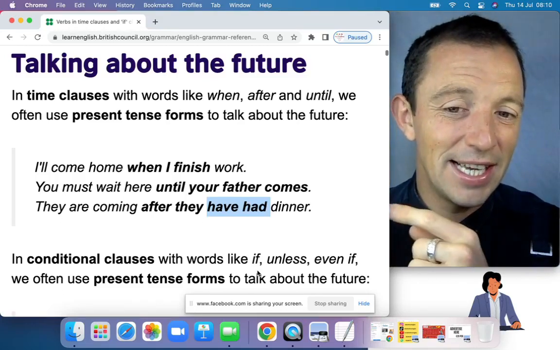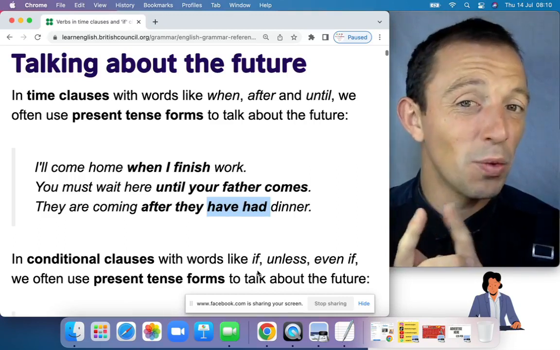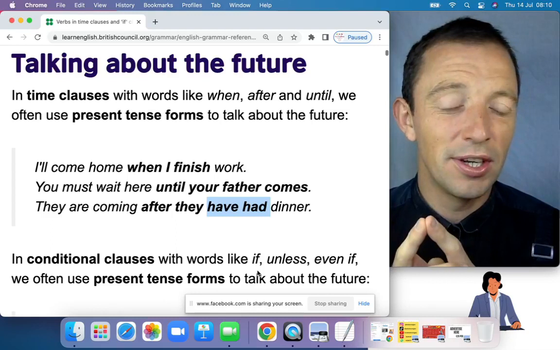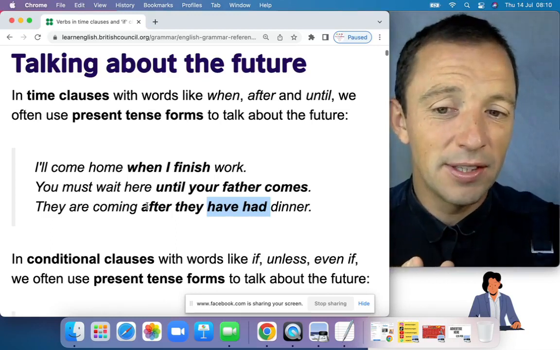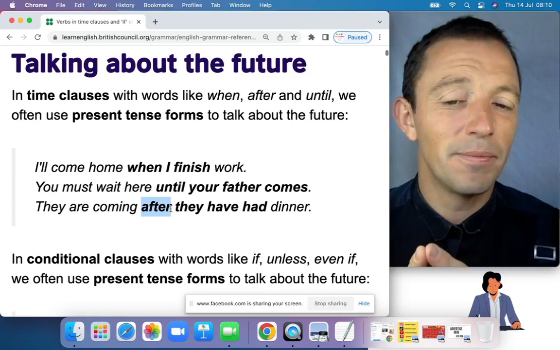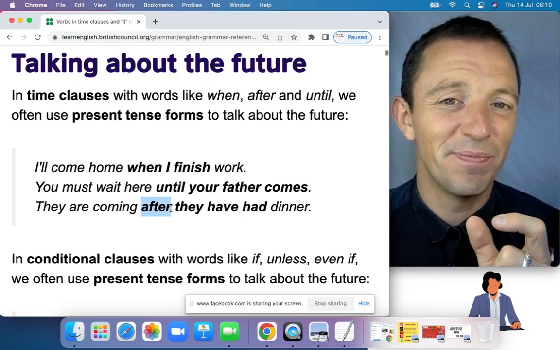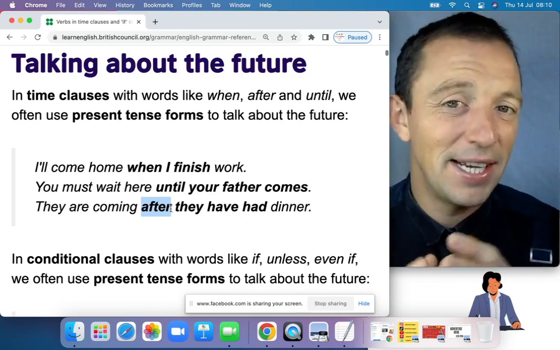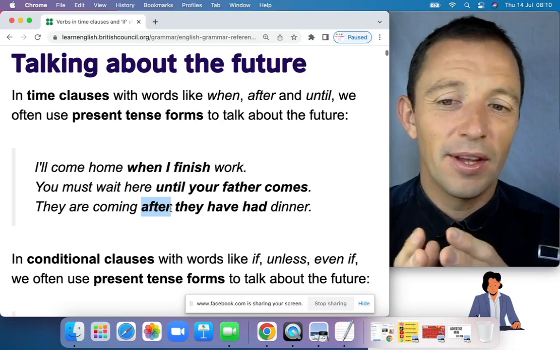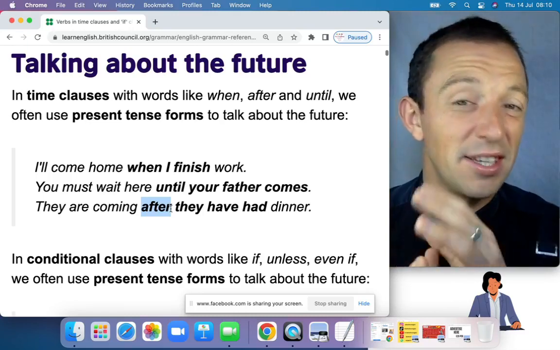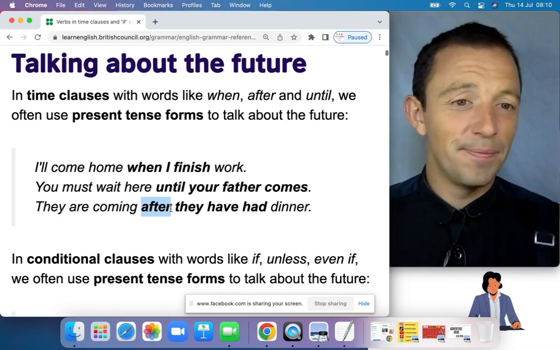Again, this is the present perfect, but we are speaking about the future. We are expressing the future. This is possible because of this word after, which introduces the time clause. Okay, and that's the basic explanation. That's an interesting situation and three interesting examples. Okay, good. So let's continue.